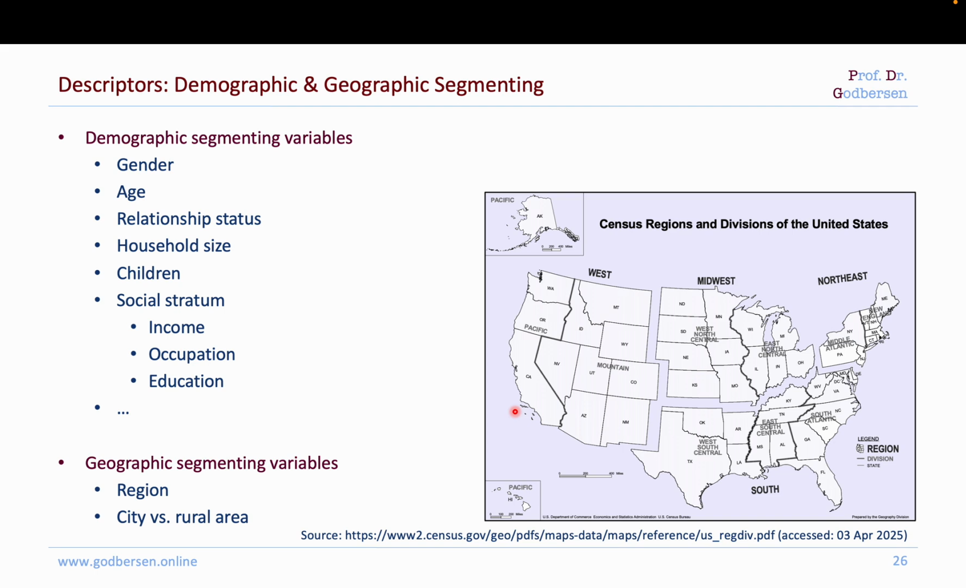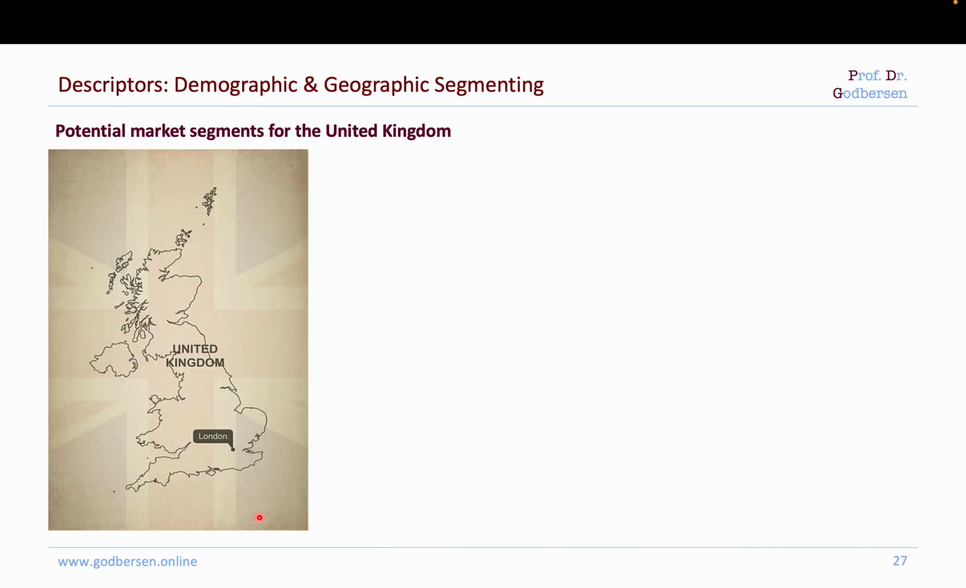Furthermore, don't only look at the region. Also, I strongly advise you to distinguish between city and rural areas. People in cities tend to be more liberal, whilst people in rural areas tend to be more down to earth and more conservative. I'll give you an example for the UK, how very generalized one could segment this market.